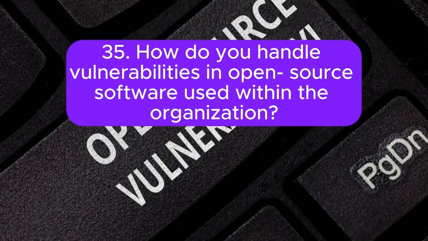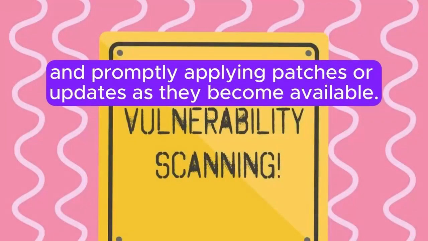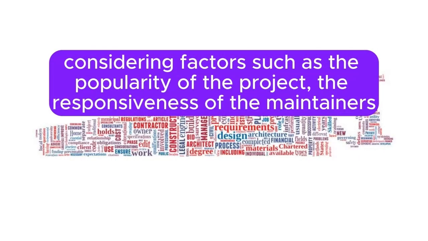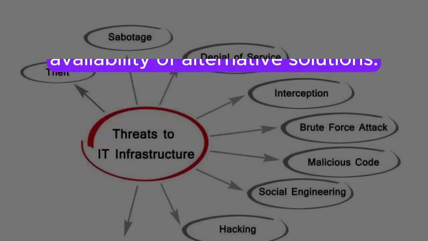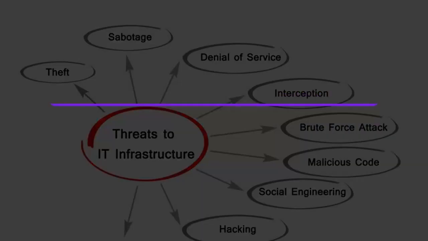35. How do you handle vulnerabilities in open-source software used within the organization? Answer: Handling vulnerabilities in open-source software involves monitoring for security advisories from the community or vendors, and promptly applying patches or updates as they become available. I also assess the risk associated with each open-source component, considering factors such as the popularity of the project, the responsiveness of the maintainers to security issues, and the availability of alternative solutions.